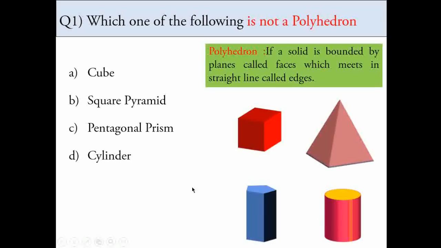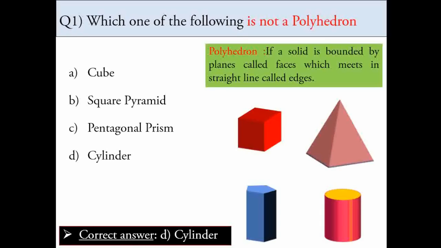And the fourth option, the cylinder, if you observe, has flat surfaces at the top and bottom, that is a circle, but the top and bottom circles are joined with the help of a completely curved surface. There is no edge within the circle. The correct answer for this question is option D, cylinder. Okay, it is not a polyhedron.